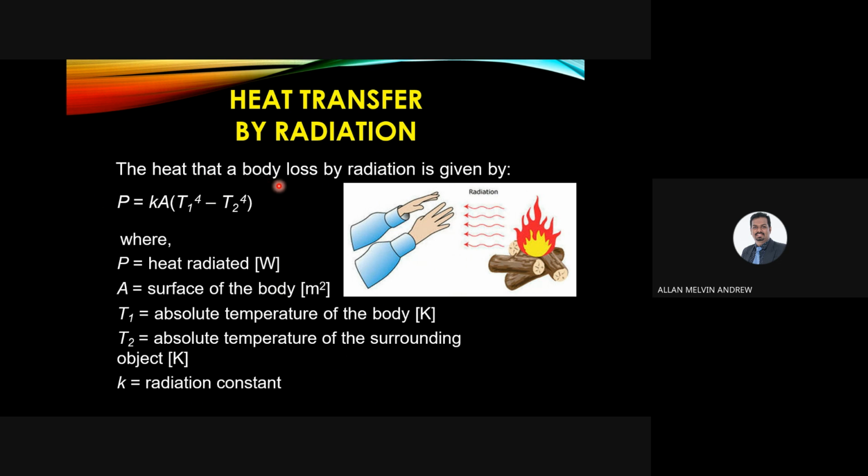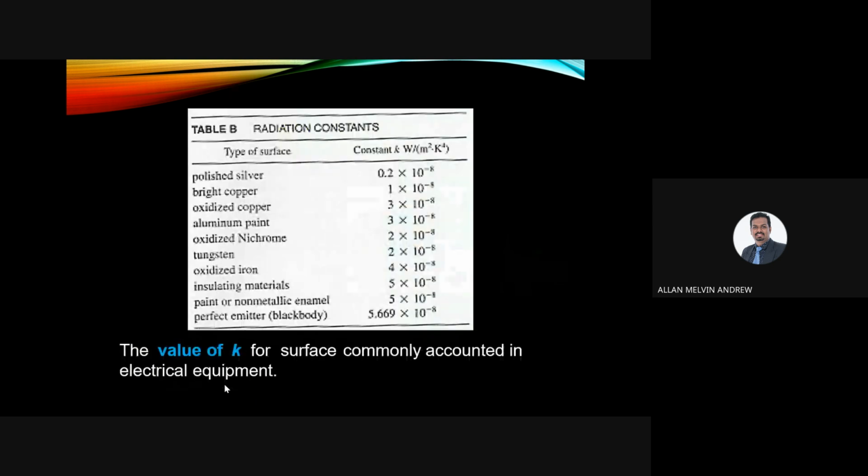So the heat of a body lost by radiation is given by P equals Ka times T1 to the power 4 minus T2 to the power 4. This is the heat loss by radiation. So T1 is the absolute temperature of the body in Kelvin, and T2 is the absolute temperature of the surrounding objects in Kelvin. Meaning if the question gives the values in Celsius, we need to convert to Kelvin first before we use them. And K is the radiation constant, which usually will be given.